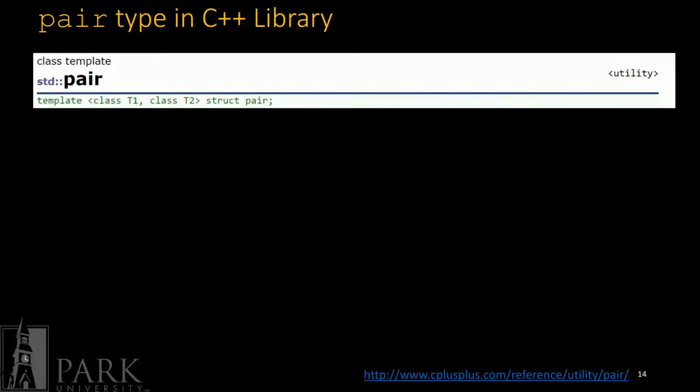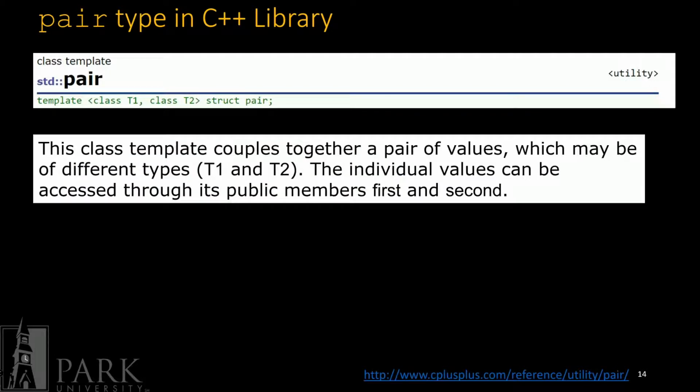The myPair class is similar to the pair type in the C++ library. Pairs are a common structure for many applications. For example, think about coordinates on a standard XY plane. As you can see here, it's defined in the header file utility. And it is, in fact, a template, and it's also a struct. Since it's a struct, you can directly access the public members. This pair class provides an easy way to bundle two values.